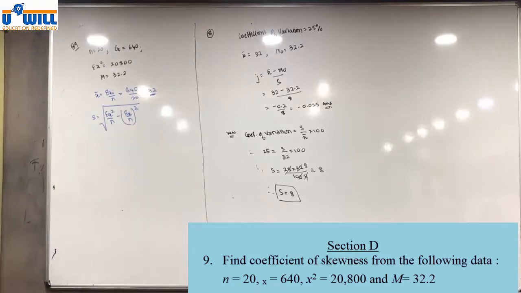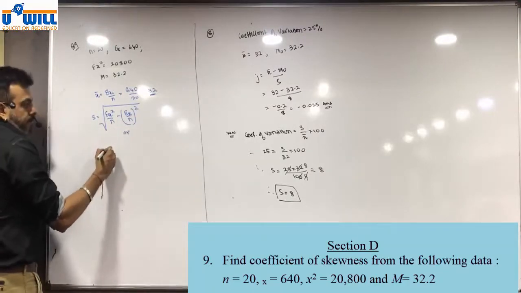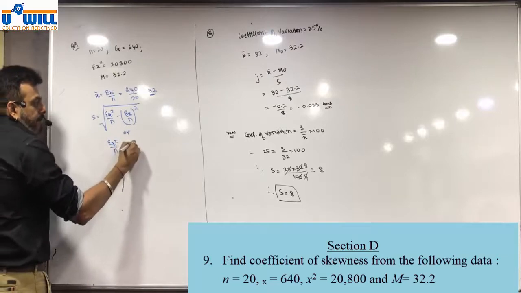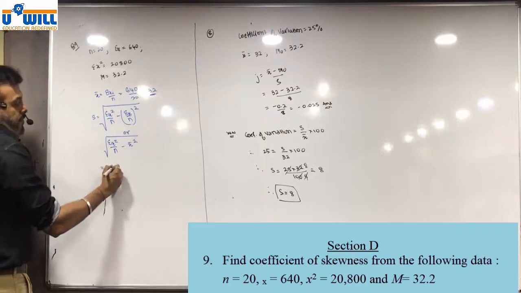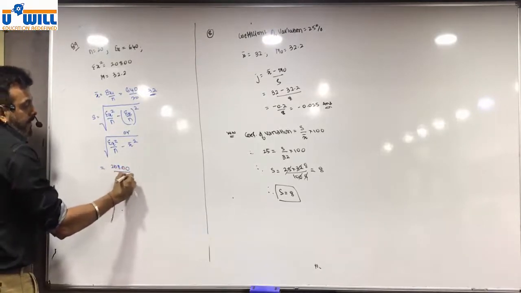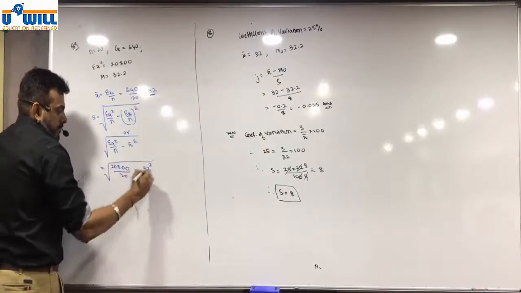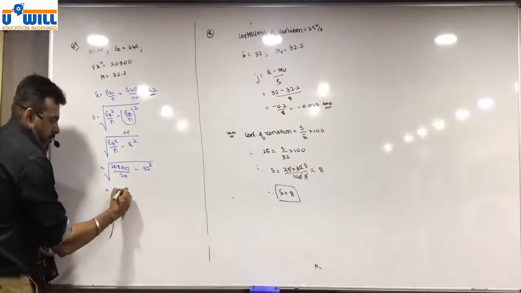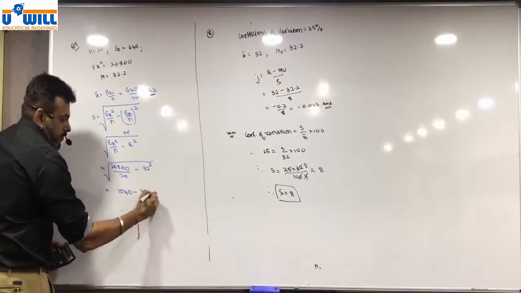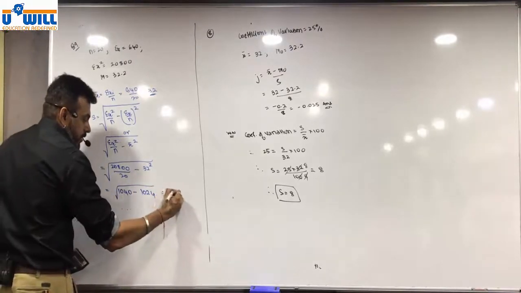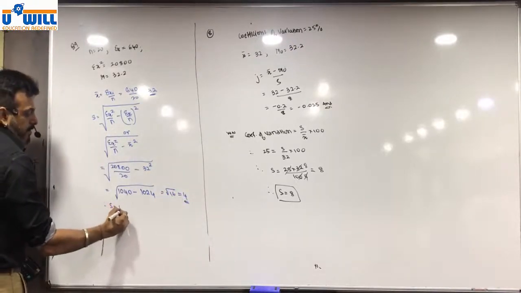Do you remember this formula? Or we can directly use x bar square as well, I'll write over here: square root of sigma x square upon n minus x bar square, which is equal to 20,800 upon 20 minus 32 square, 1040 minus 1024, under root 16, which is equal to 4. Therefore, standard deviation is equal to 4.